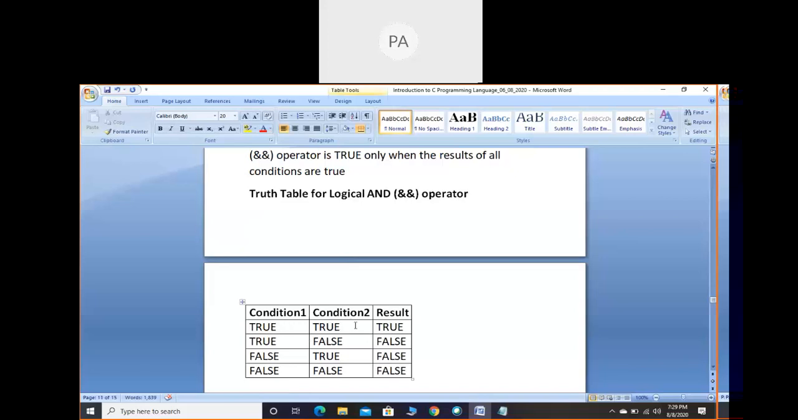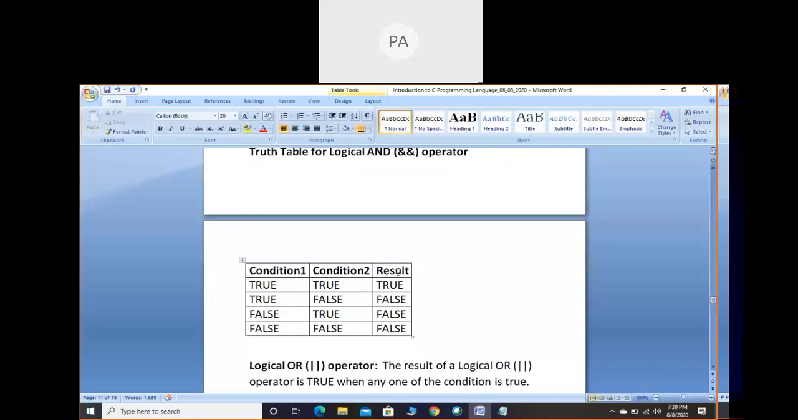Only in the first case it is true because all the conditions are true. All the conditions means here two conditions are there, that is more than one condition. So if two conditions exist and the two conditions' results are true, then the final result will be true. In the remaining cases it is false. Okay, one minute to wait.